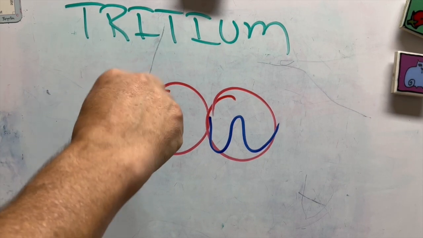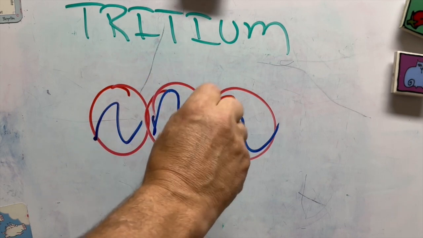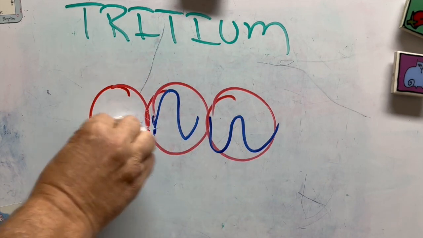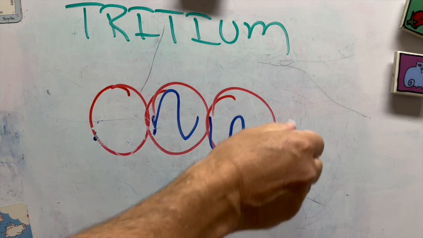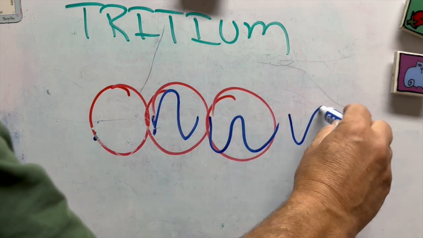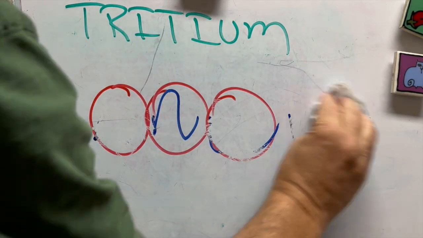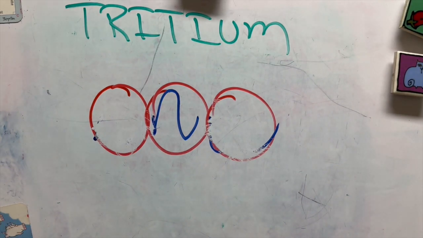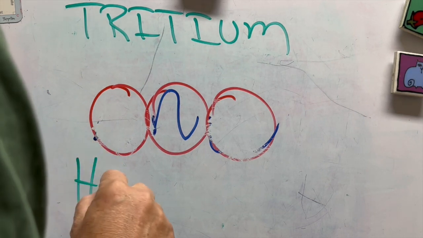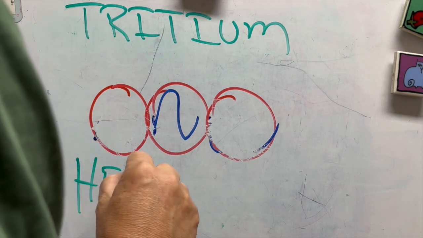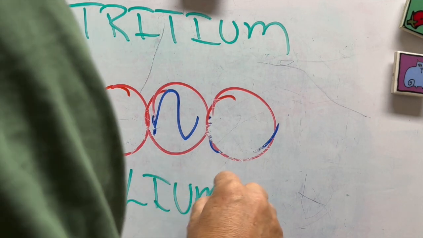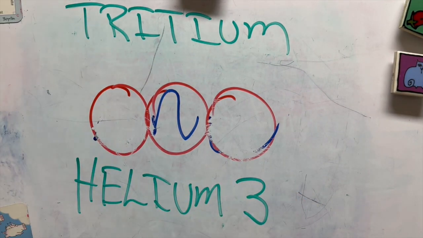So how does that work? One of the electrons tunnels into the central proton. Now, it doesn't immediately kick out its neighbor, but eventually that uncomfortable neighbor will kick out the electron, and then you've got one neutron in the center and two protons on the outside, and now you have helium-3. And that's how tritium turns to helium-3.